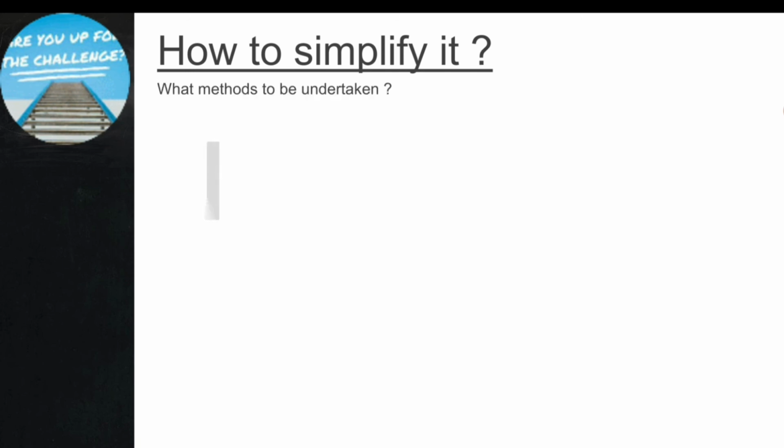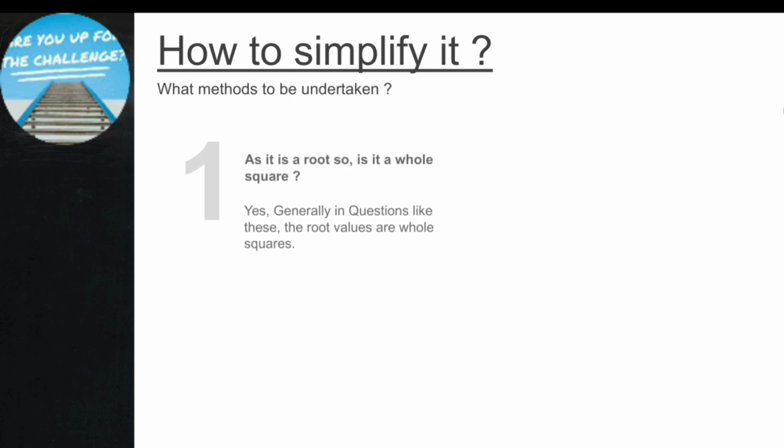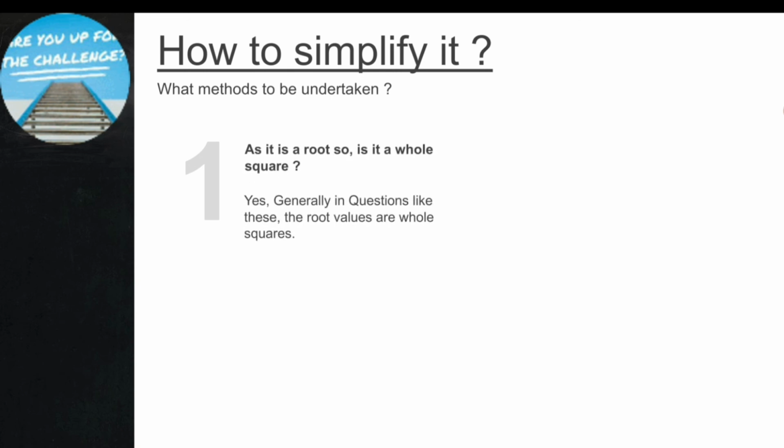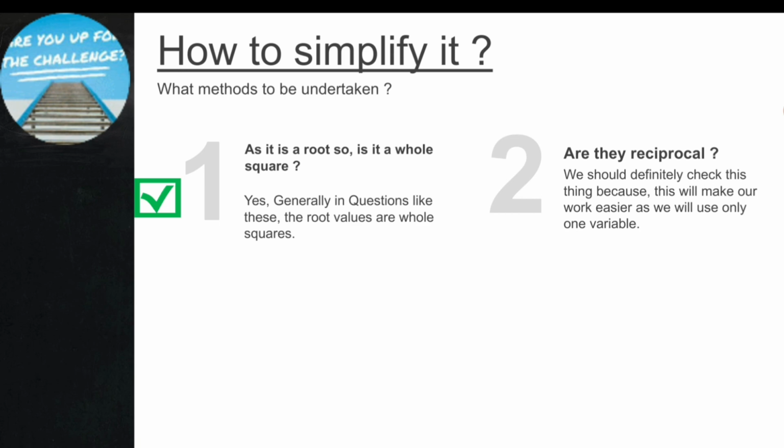So how do we simplify it? What methods should be undertaken? The first thing we can do is this: as it has a square root, generally in questions with square roots, the expression is the whole square of something else. So let's check whether it's a whole square or not. It may help or it may not. Second, are they reciprocal? In this question especially we have to use this, because if they are reciprocal to each other, then we can use only one variable. That will be very helpful.